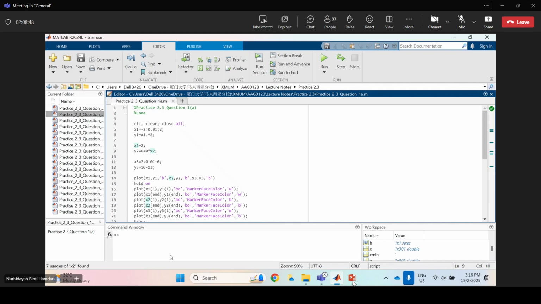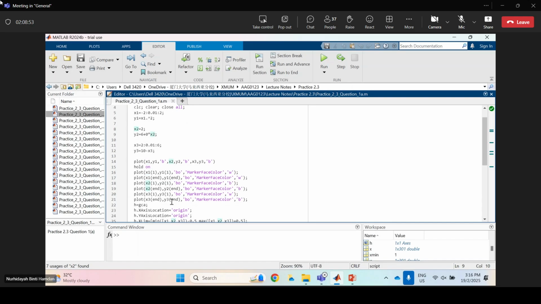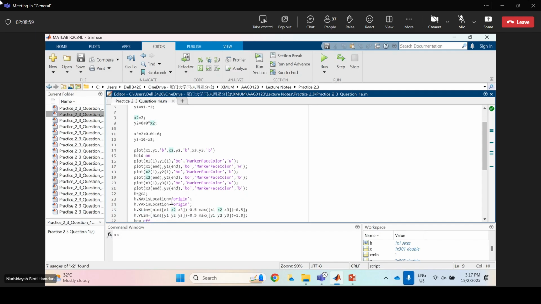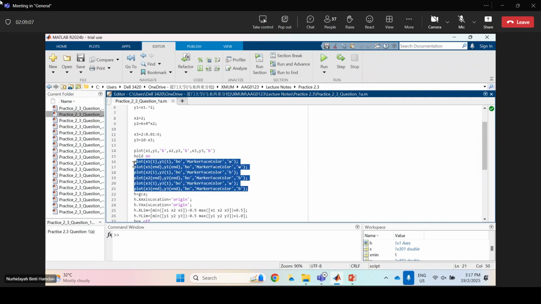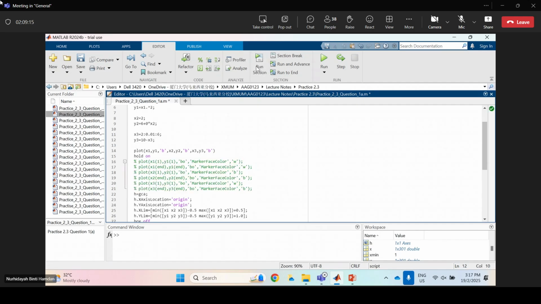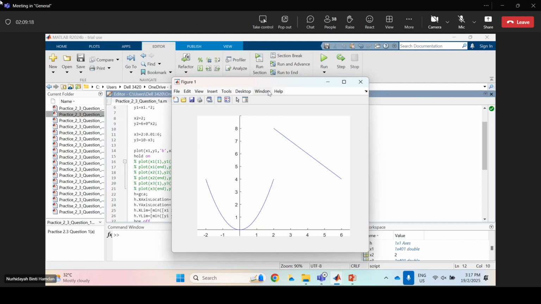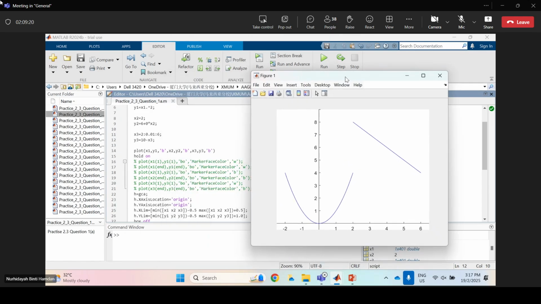Then x3 is equal to 10 minus x3. Then you plot x1, y1 with blue color, also x2, y2 blue color, x3, y3 blue color. Then you put grid on. So if I comment this, you will see that I will create a graph like this.